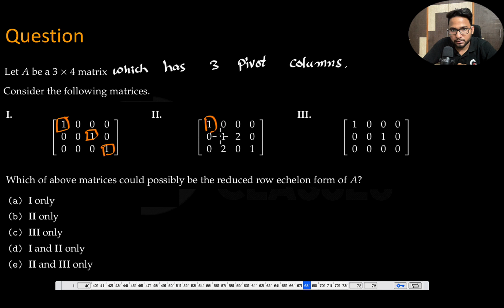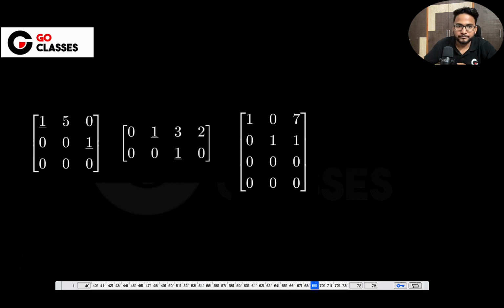Then I think this is the third one, right? The third is not even an option, because it has 3 pivots. So either first or second. Now let's check. In the first, is this reduced? Yes, this is reduced, because every pivot has 0 above and below. Is the second reduced? No, it is not. It is not even in echelon form. So A is the correct answer, 1 only. Let's check how many of them are in row reduced echelon form.